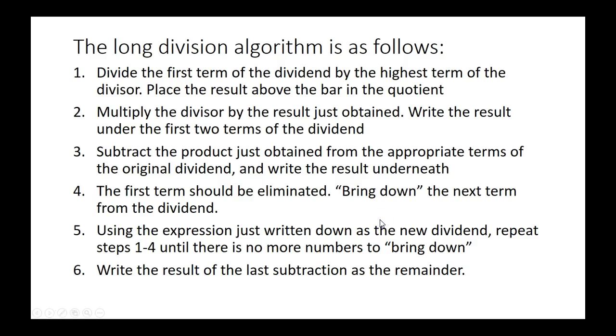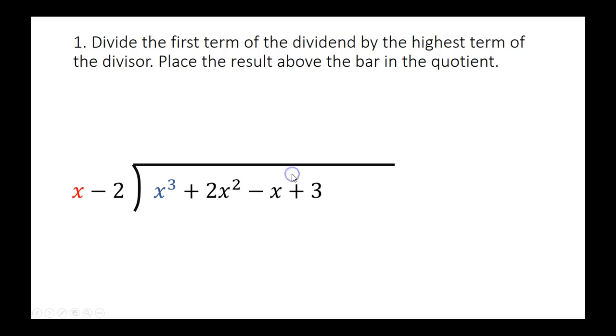There are 6 steps for the long division algorithm. If you follow these steps exactly, you will get the correct answer. I'm not going to go through these all in one go; I'm going to show you each step as we go along. The first step is to divide the first term of the dividend by the highest term of the divisor. Place the result above the bar in the quotient. So what that's asking you to do is to divide x cubed by x, the first term in the dividend by the highest term in the divisor.